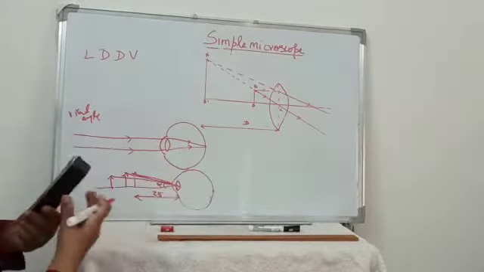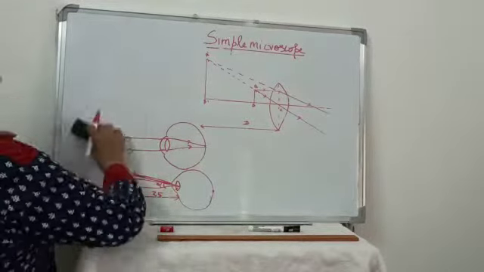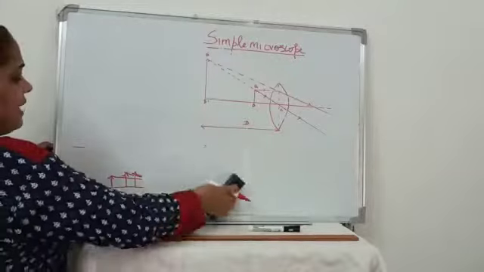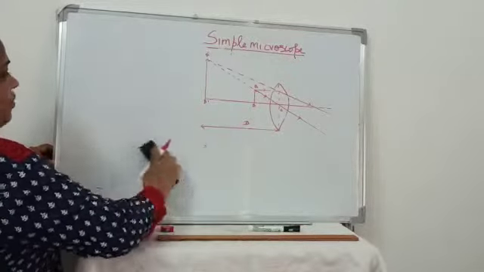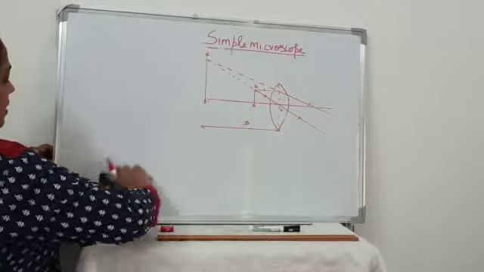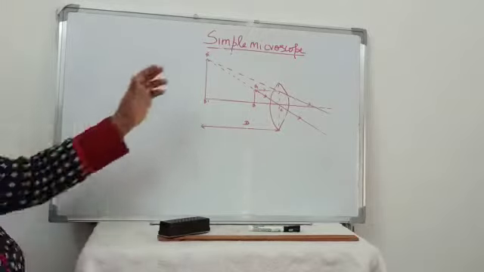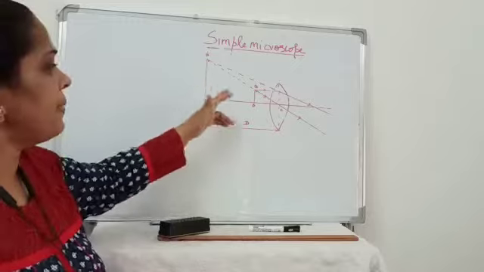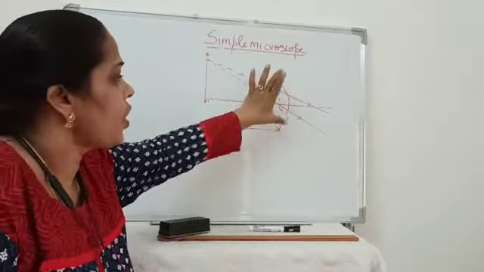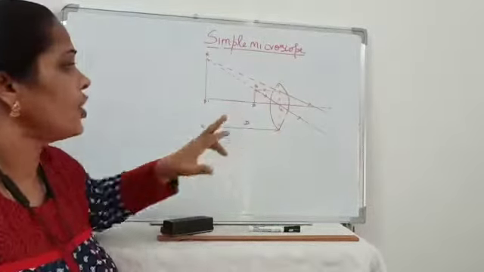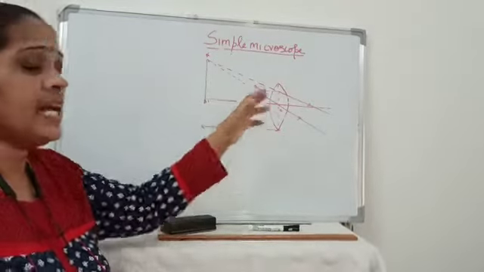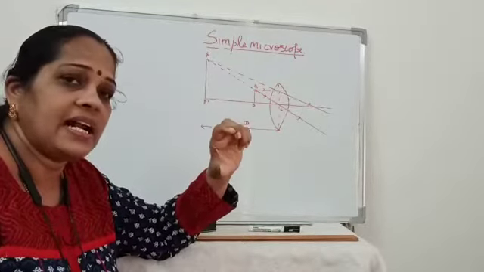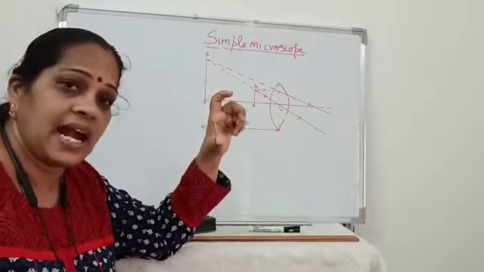So we are going to make use of these two positions where we get the final image clearly: one is at infinity and one is at LDDV. The simple microscope, let us go into its working. The simple microscope consists of a convex lens of very short focal length. When you see through a magnifying glass, you get a virtual, enlarged image.